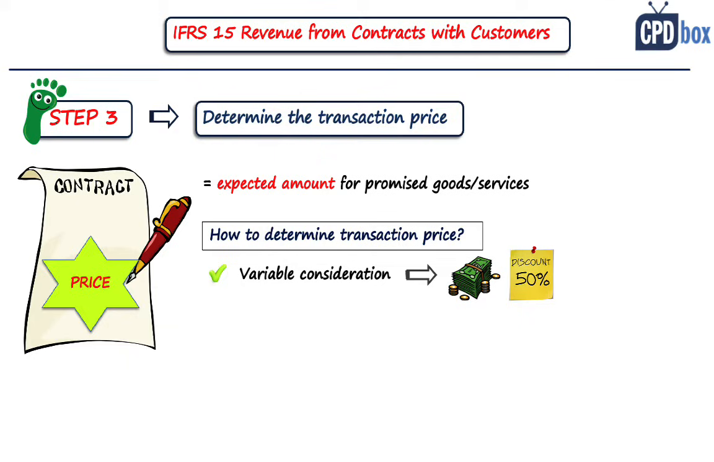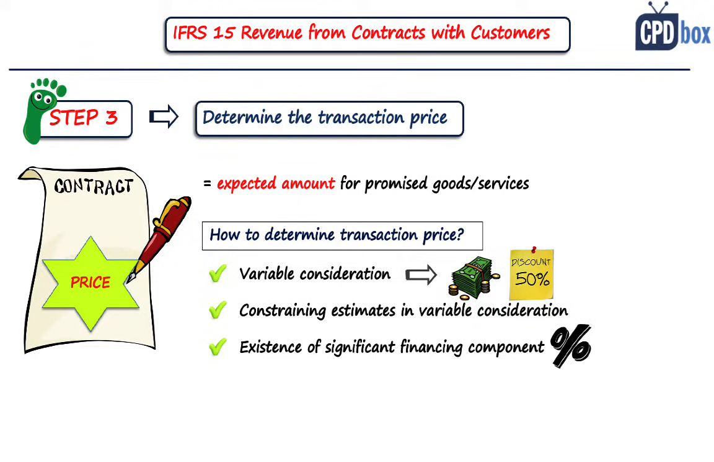Then you should also take into account some constraining estimates of variable consideration. You also need to consider whether there is a significant financing component in the contract. That happens when there is a delayed payment for the goods or services, just as an example. When the contract involves non-cash consideration in the form of goods or services or something else, then the entity includes it in the transaction price at its fair value. So let me remind you, IFRS 13 fair value measurement is covered in another video.